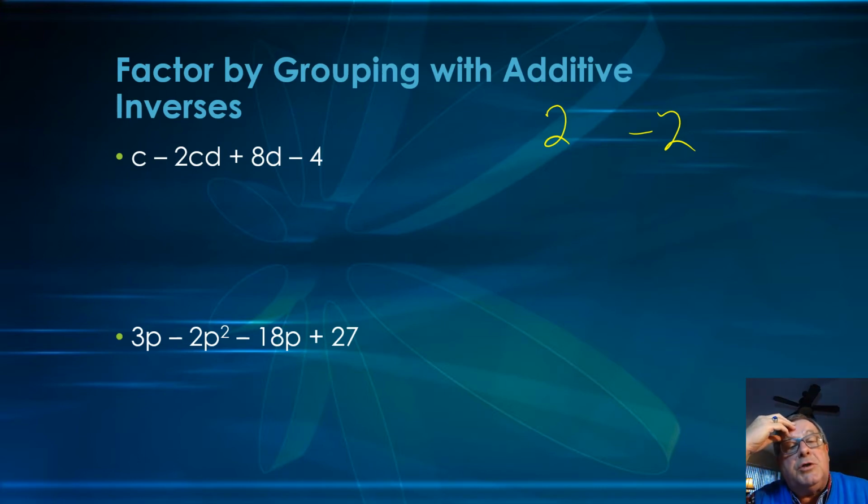Here I've got c minus 2cd plus 8d minus 4. Let's put this into two groups, such as this. In our first grouping, we've got c minus 2cd, and my only common factor in each of those is c. So we can factor out a c, which leaves us with 1, since c divided by c is 1, minus 2d.